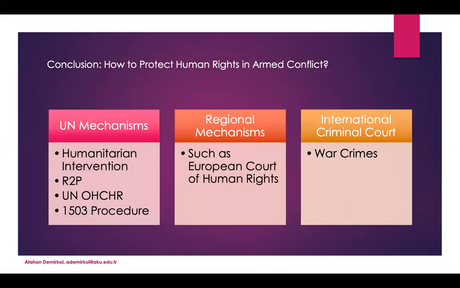So for the conclusion part, how to protect human rights in armed conflict? I would like to sum up. There are UN mechanisms like humanitarian intervention, authorized by the United Nations Security Council with resolutions. And we have seen some examples of humanitarian intervention in history. Some of them failed, some of them were late, some of them were successful. But there are still criticisms against humanitarian intervention.